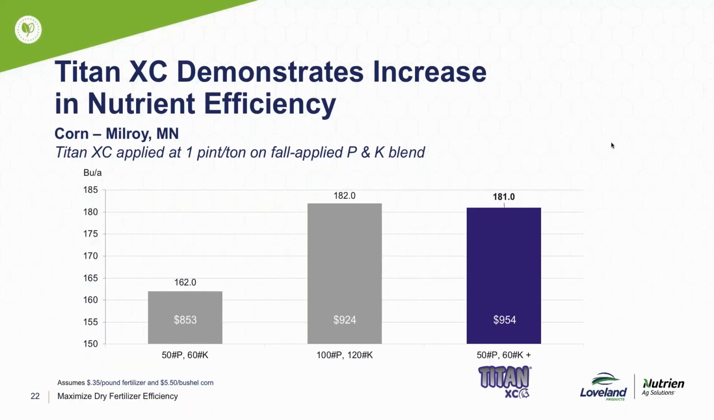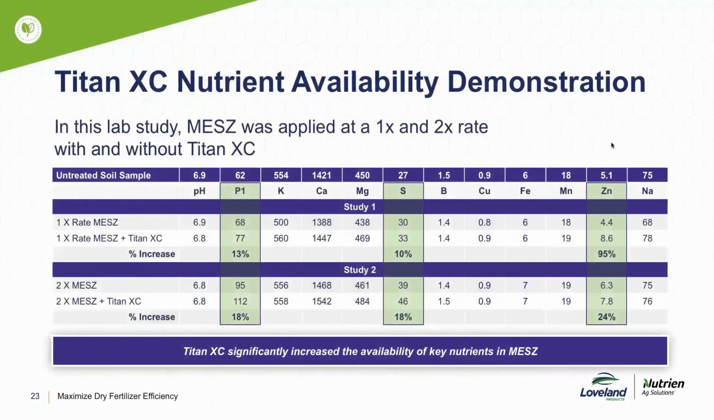We don't use all of the nutrients that we apply. So we've got to increase the efficiency, uptake, and availability of those to get more out of that system. To give you guys another example, we've got a lab study where we took a 1x rate or standard rate of micro-essential sulfur zinc, and then we took a 2x rate of that, and then on top of those 1x and 2x rates, we added Titan, and we looked at those soil nutrients as it related to that fertilizer being applied to those soils in that system.